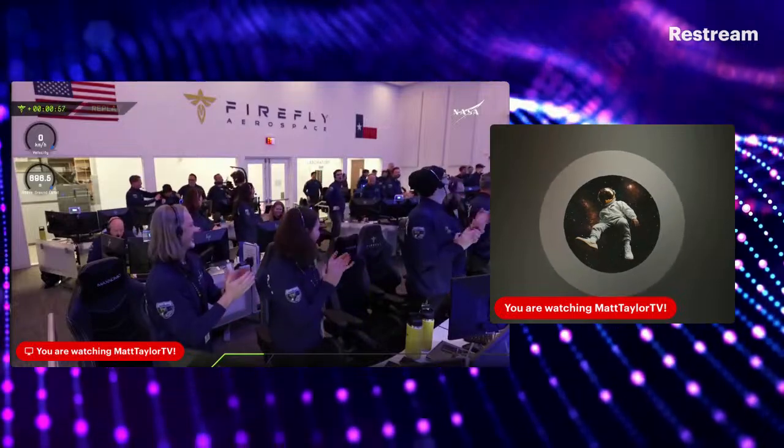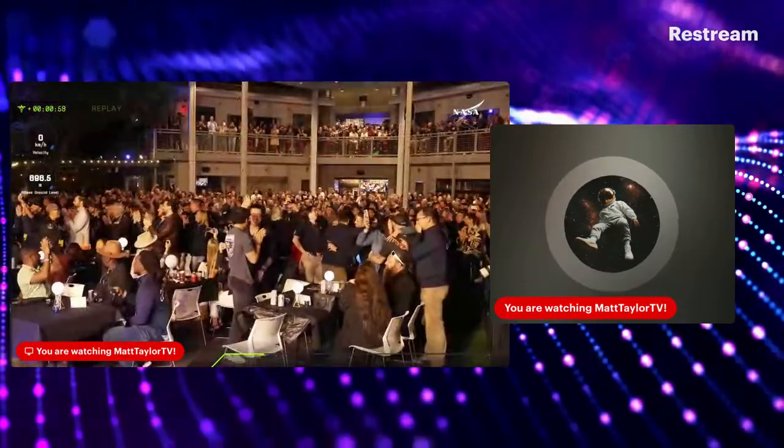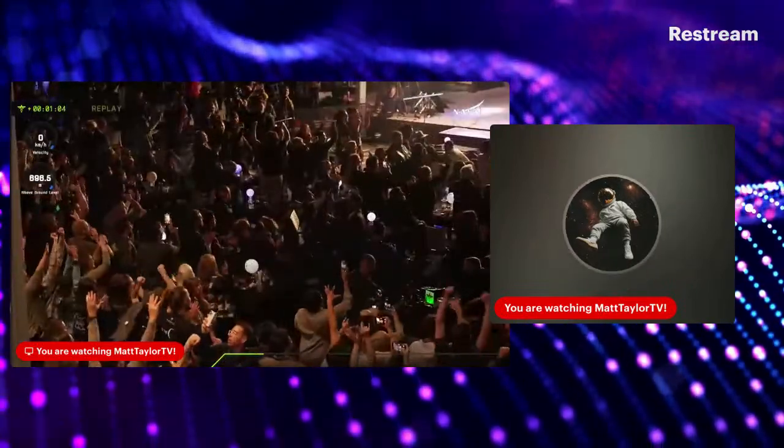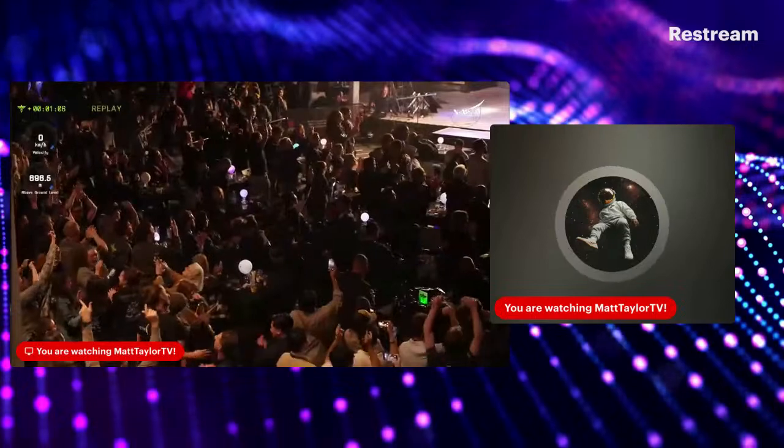This is such an incredible feat for Firefly, NASA, our nation, and the world as we pave the way for a lasting lunar presence. Congratulations, Bridget. And to our Firefly team.